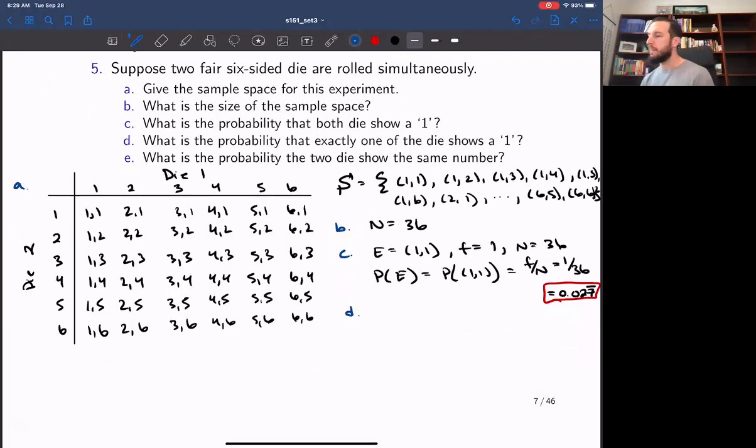Okay, part D says, what is the probability that exactly one of the die shows a 1? Okay, so we're looking for a situation here where we only have a 1 on one of the die. So we're not looking for the joint outcome in this case. That exactly one of the die shows a 1. Okay, so here we'll call it 1, 1. Okay, so exactly 1, 1. Actually, let's just use the word exactly because it makes it more clear.